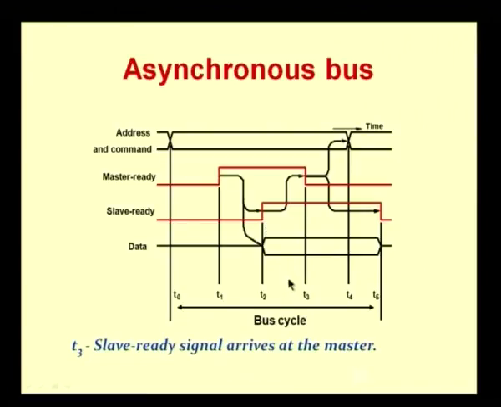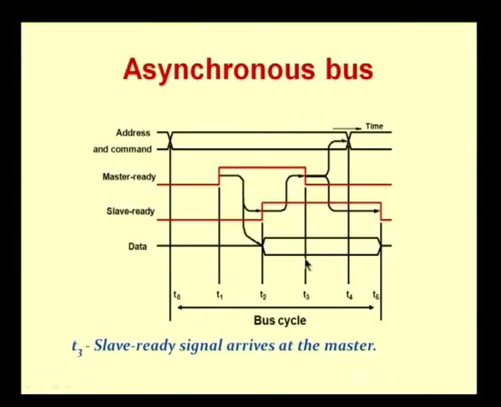Now, the slave ready signal arrives at the master, let us say at time t3. Once the slave ready signal is seen by the master, it can go ahead and read the data. At t3 you can see that the slave ready signal has arrived at the master, and the master now has removed its master ready signal. At t3 the master ready signal goes down, which means that the master has now taken the data that was available.